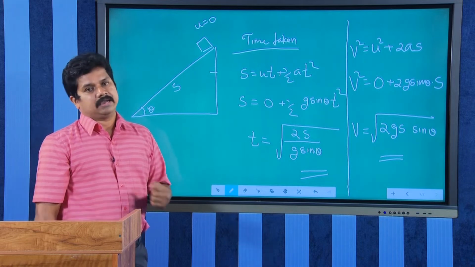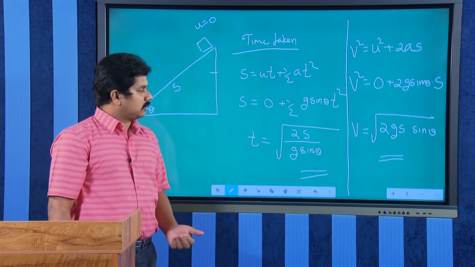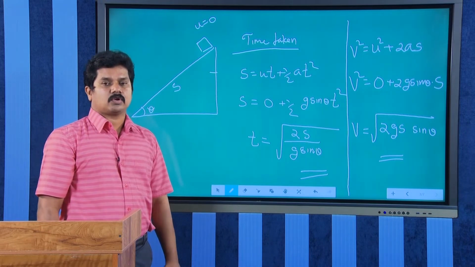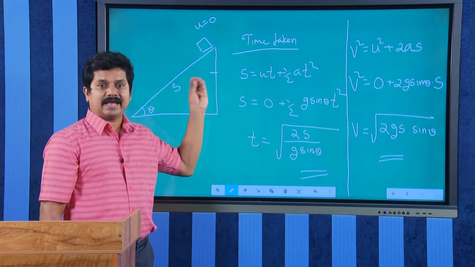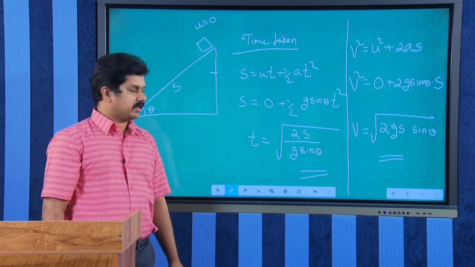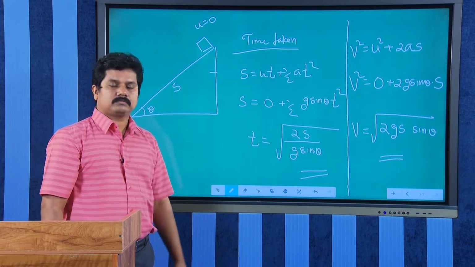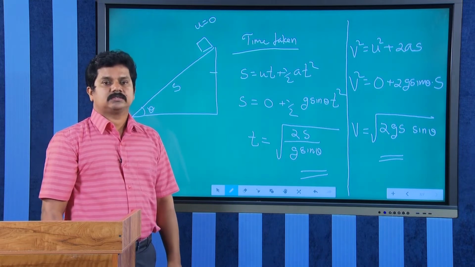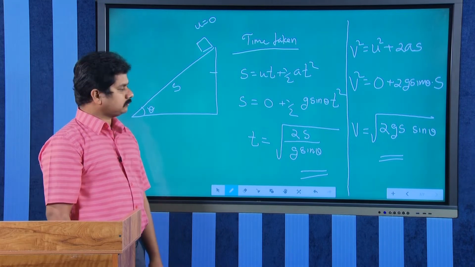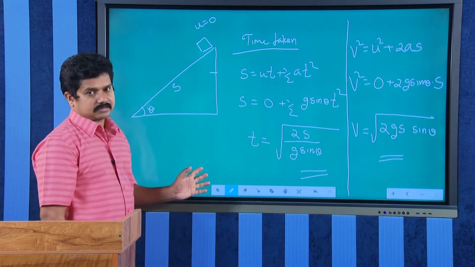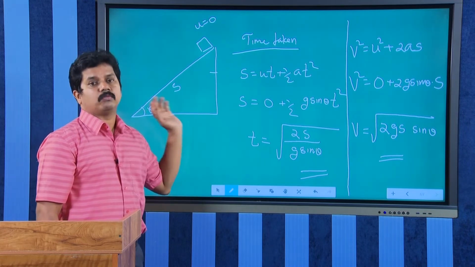So, acceleration, that is g sin theta, normal reaction is mg cos theta, time taken to reach the bottom if it is just placed on it is root 2 s by g sin theta, velocity on reaching the bottom is root 2 g s sin theta. In this case, we assumed there is no friction at all, that is the plane is smooth.